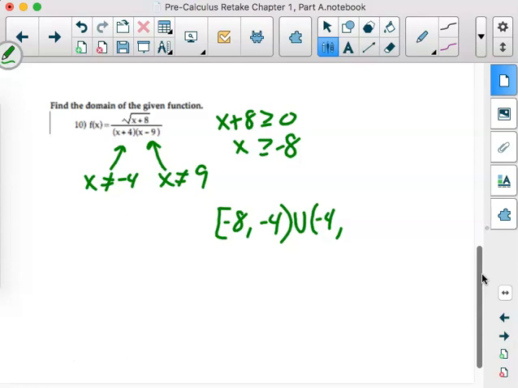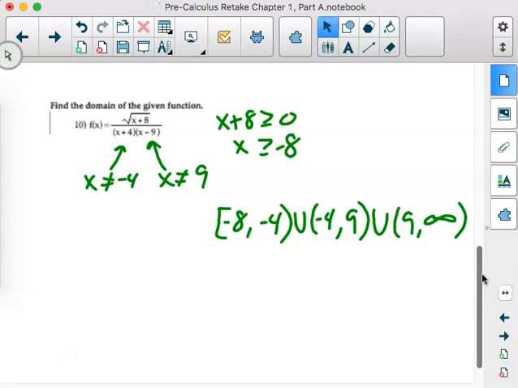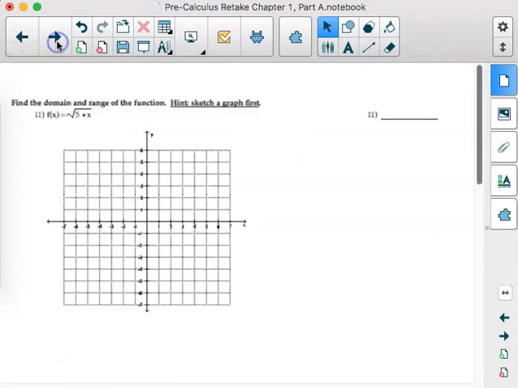And I'll keep going until I hit 9, but then I have to jump over 9 and get back on the number line one more time. And that would take care of the domain of that function. So all of those pieces had to be there. You could not just ignore that numerator.